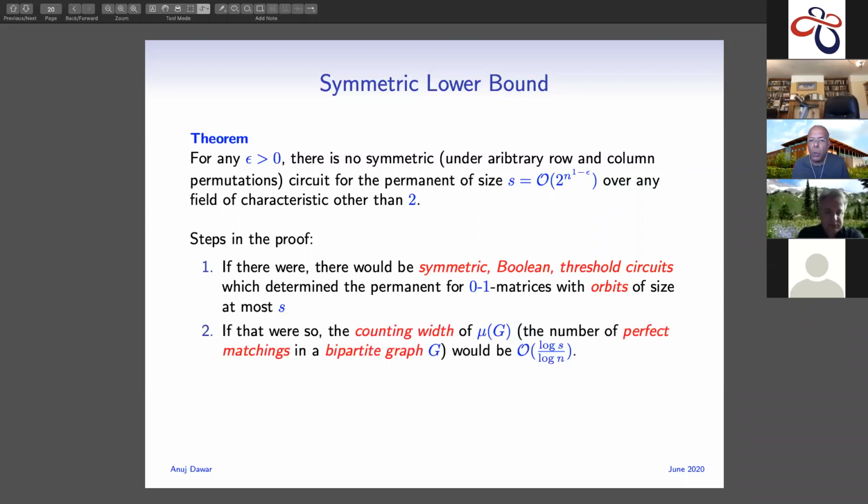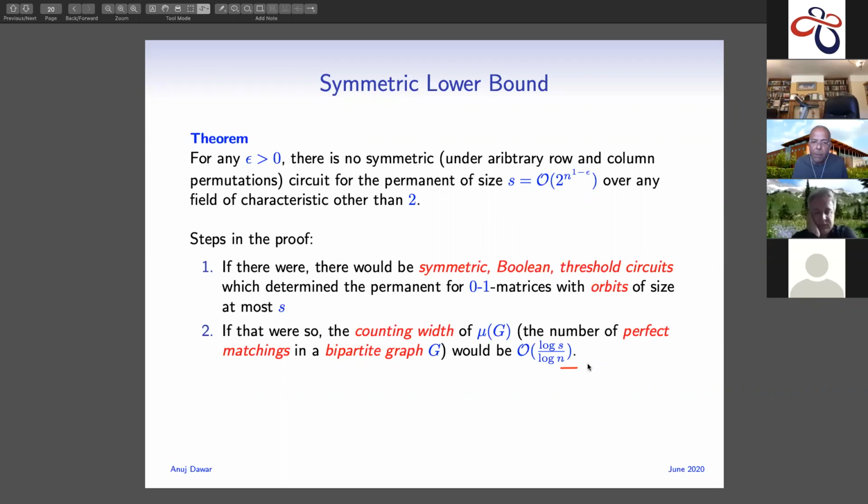Then we're able to show that if we had symmetric Boolean circuits which compute the permanent of the matrix, then the counting width is at most big O of log s divided by log n. This is just the connection between counting width and symmetric circuits that we had in the Boolean world.